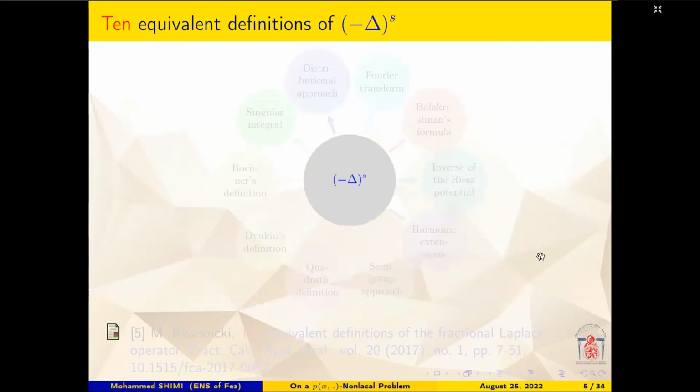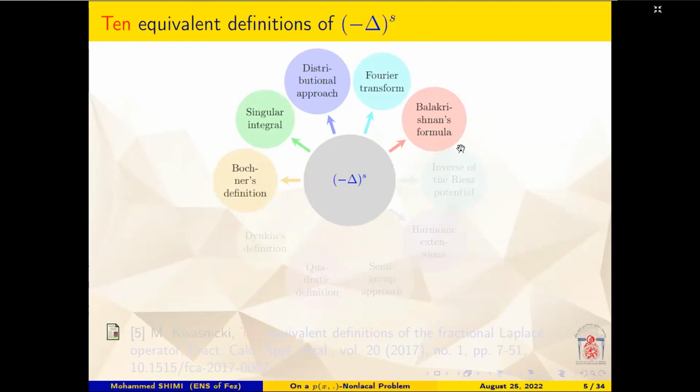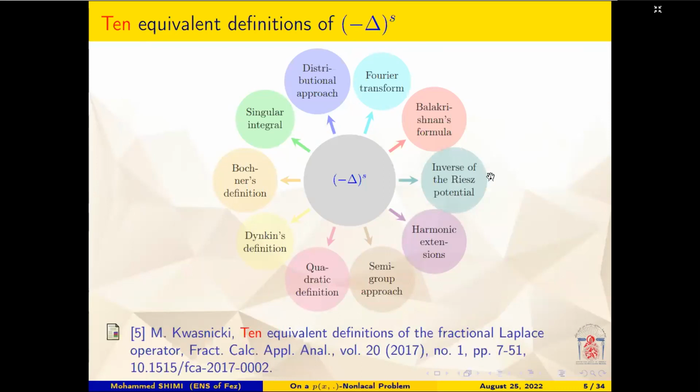This operator has ten equivalent definitions. The first one is given by the Balakrishnan formula. The second one by Fourier transform and the distributional approach. Also, it can be defined by singular integral, Bochner definition, also Dynkin's definition, quadratic definition, and also it can be defined by the semigroup approach, harmonic extensions, and finally as the inverse of the Riesz potential.